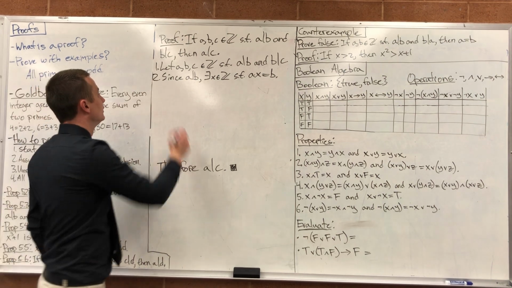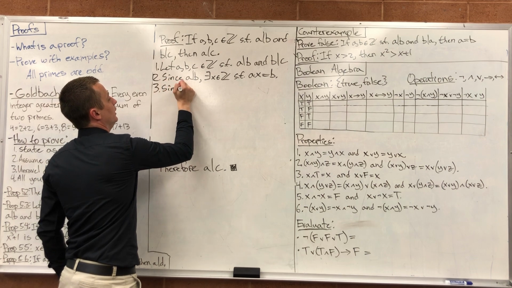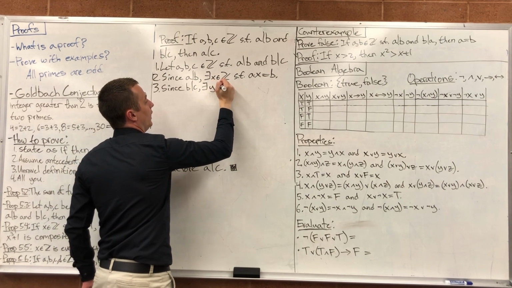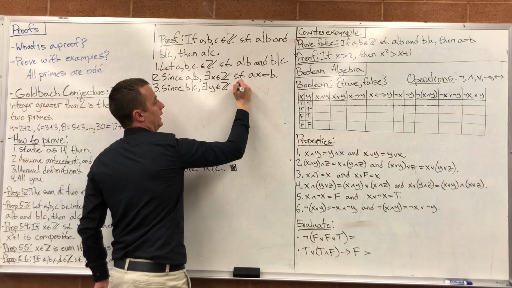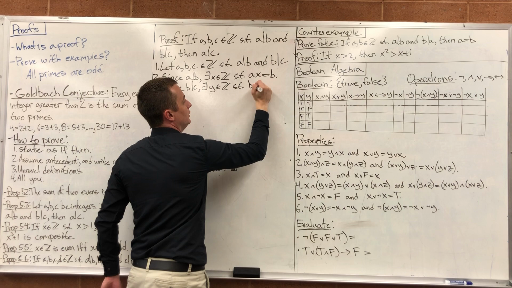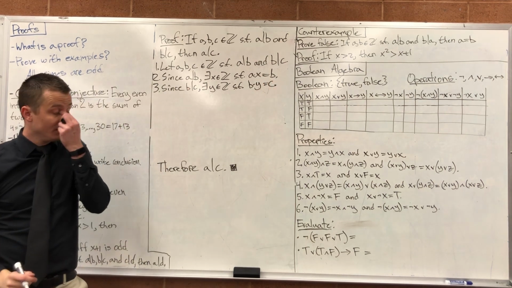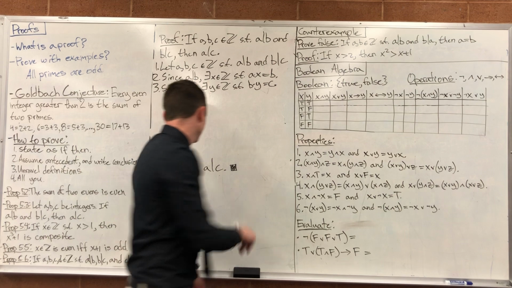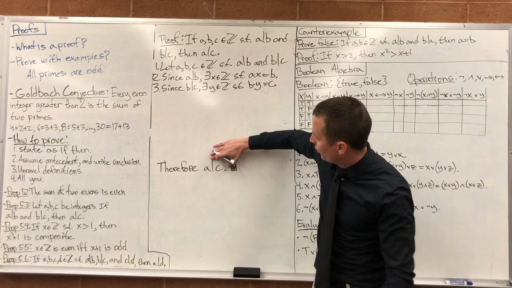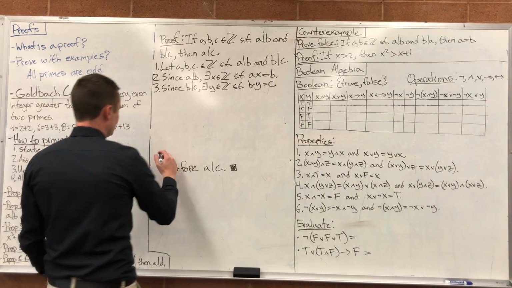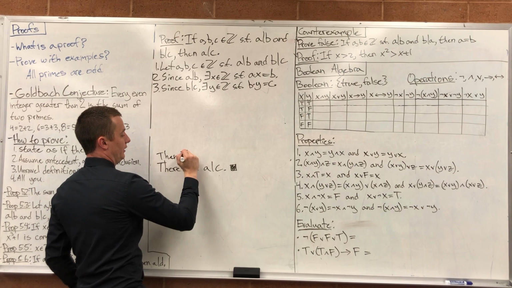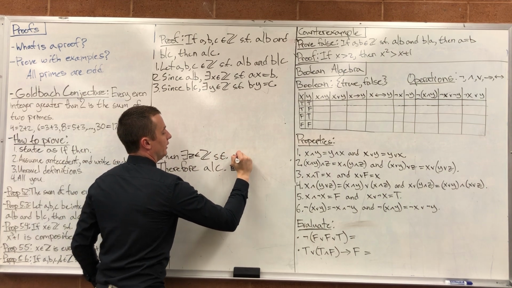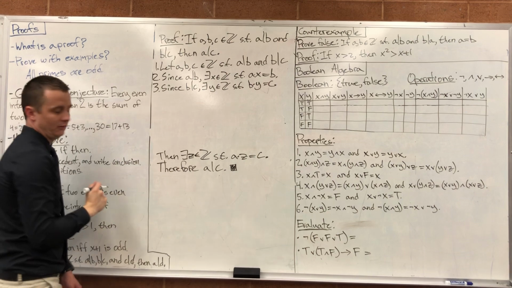Now what? We could do the same with b and c. Perfect. Since b divides c, there exists some integer, which we'll call y, such that b times y equals c, right? Okay, do we have any more definitions to unravel there? No. What about at the bottom? Do we have a definition to unravel here? Yes. What does it mean for a to divide c? Then there exists some integer z such that a times z is equal to c, right?